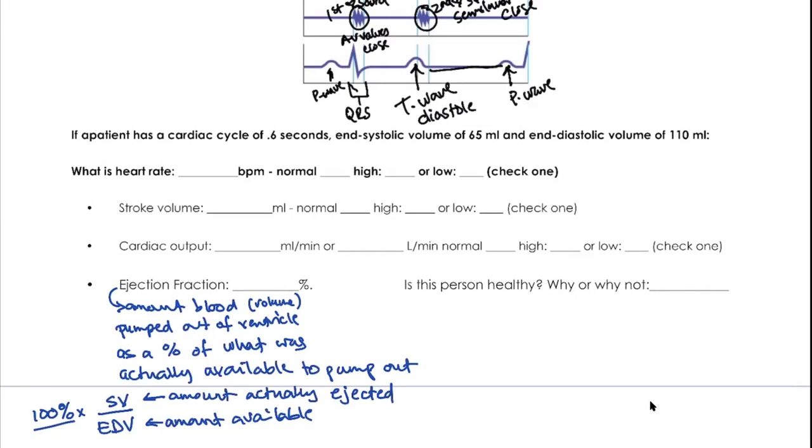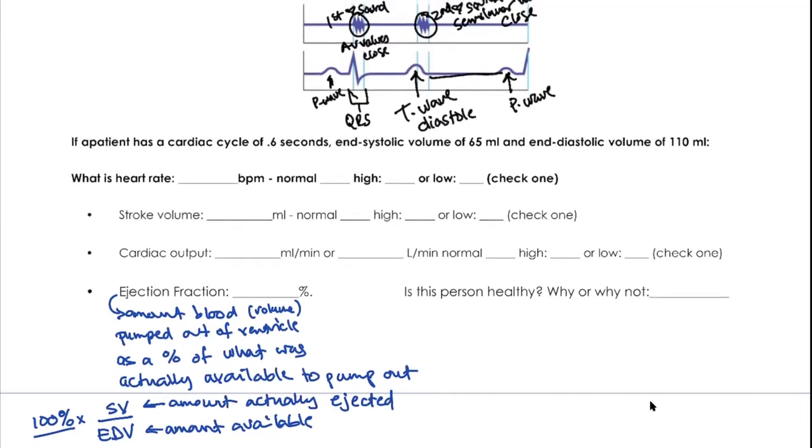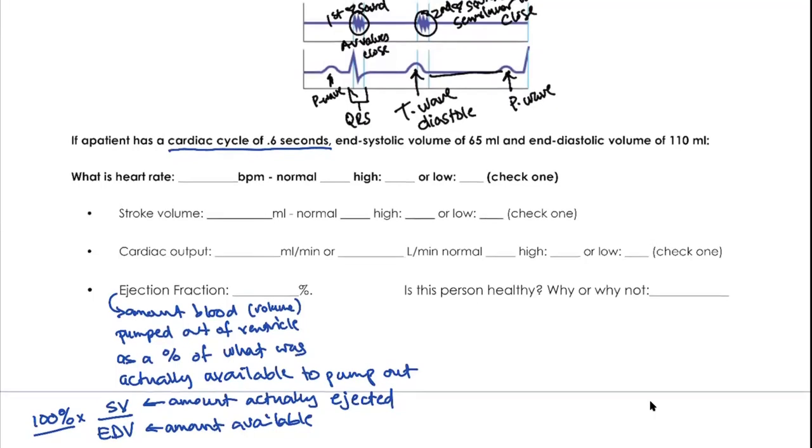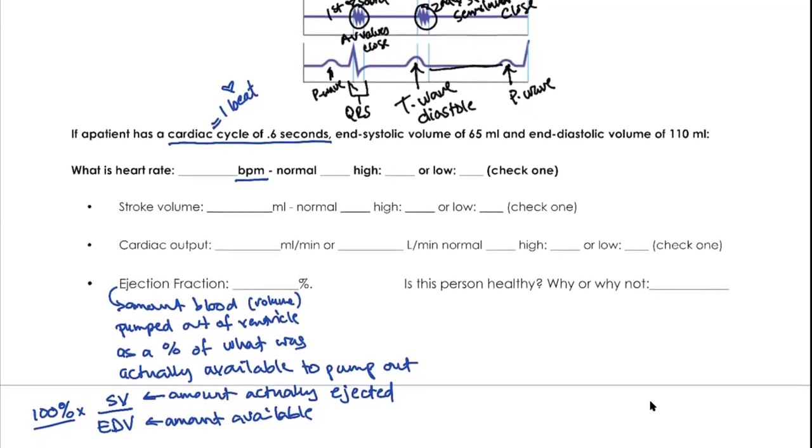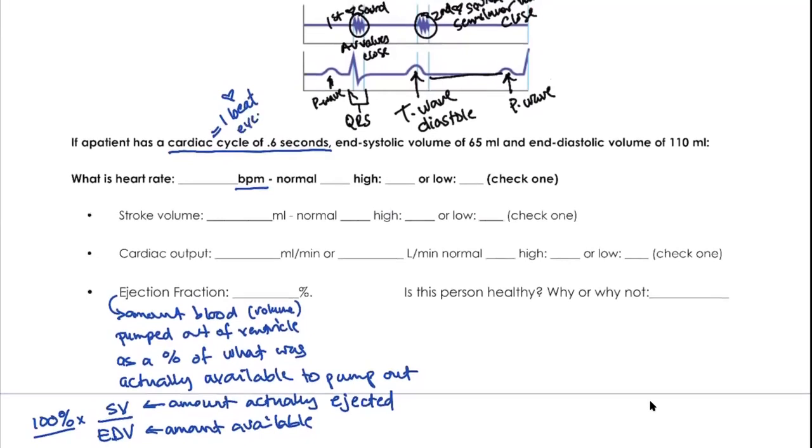And you could do this by looking in like a hospital setting. You could see if they have a cardiac cycle of 0.6 seconds, what would their heart rate be? Well, remember, heart rate is beats per minute, right? And one cardiac cycle equals one beat, right? One heartbeat. So if it's happening every 0.6 seconds, well, how many seconds are in a minute? 1 minute is going to have 60 seconds. So you can say 1 minute is equal to 60 seconds.